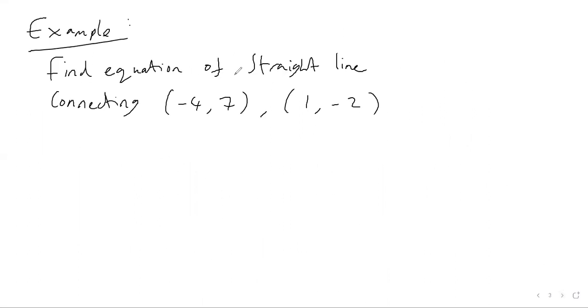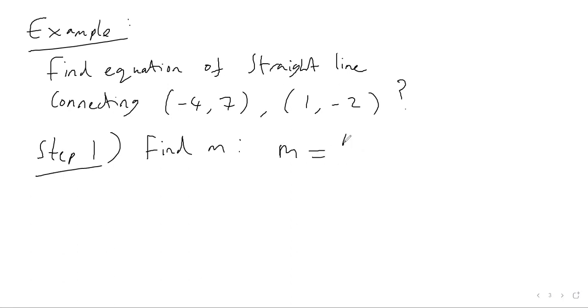So the question says, find the equation of the straight line connecting the coordinates (-4, 7) and (1, -2). So how are we going to do this? Step one will be to find our gradient, so to find the m value. And again, the formula for the gradient is change in y divided by change in x, your rise over your run.